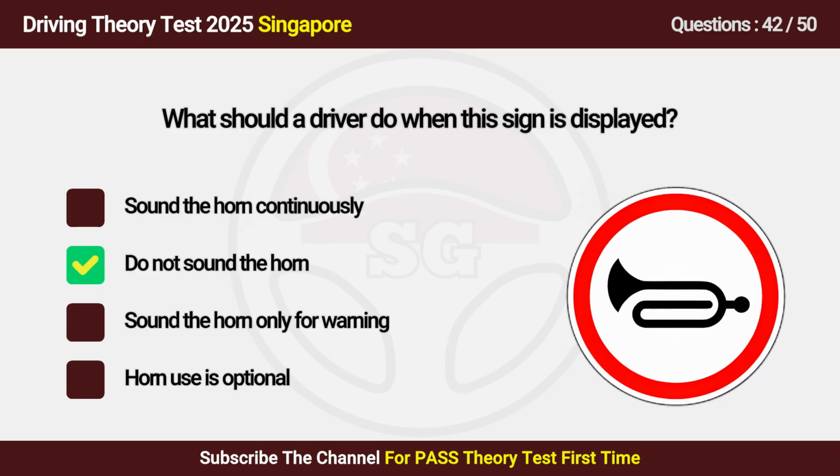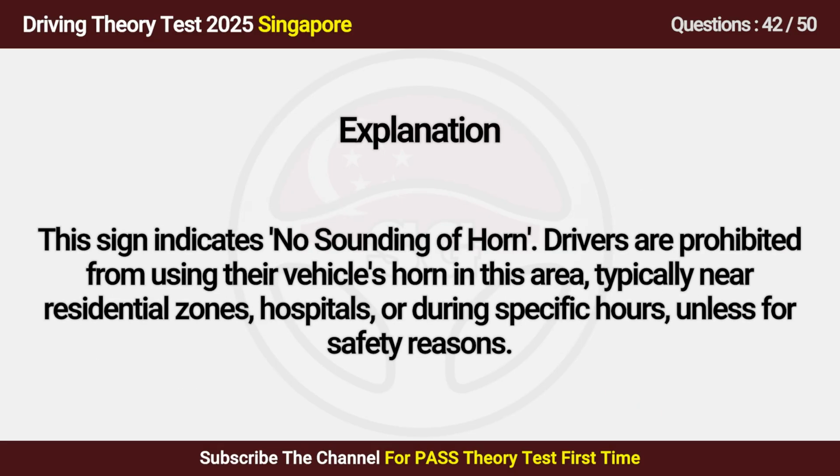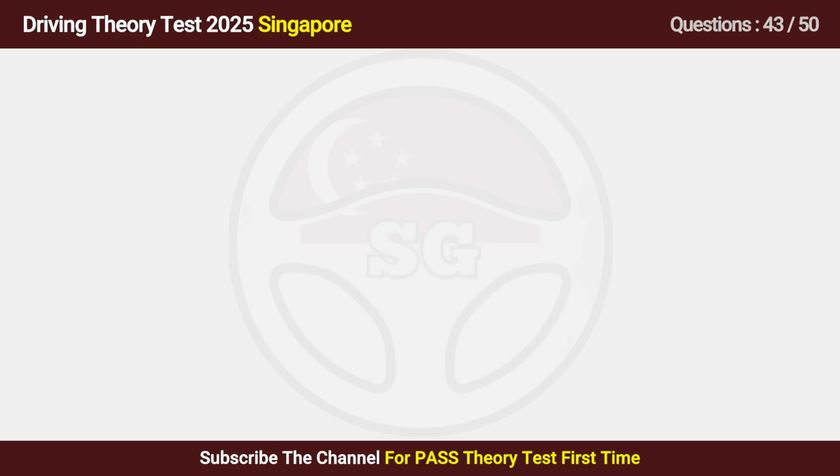Answer is B. Do not sound the horn. This sign indicates no sounding of horn. Drivers are prohibited from using their vehicle's horn in this area, typically near residential zones, hospitals, or during specific hours, unless for safety reasons.